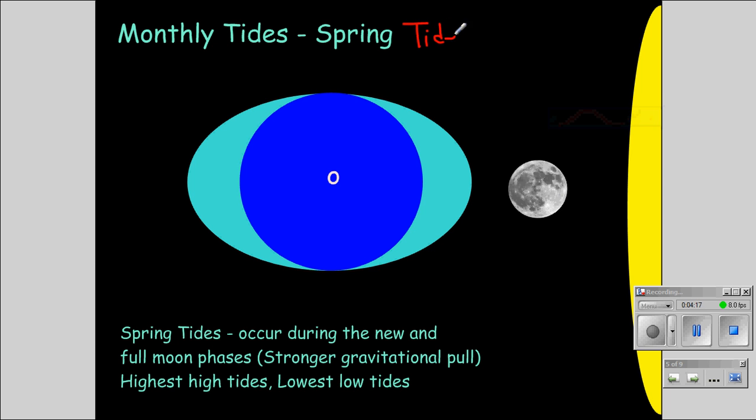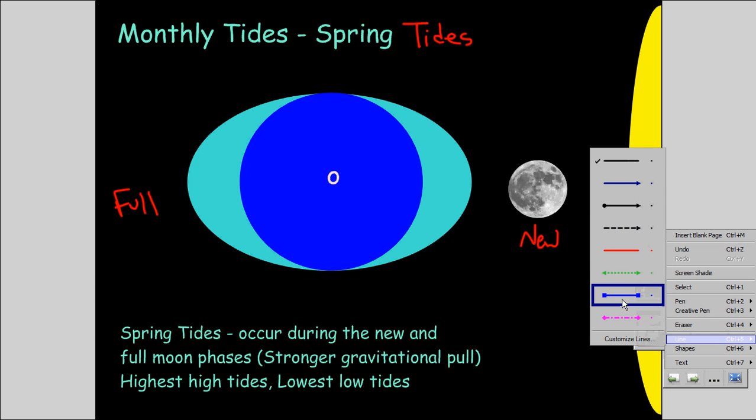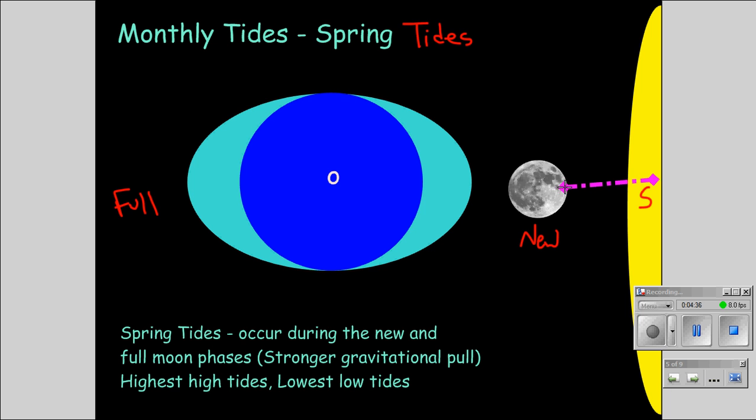The strongest tides are called spring tides, and they occur at the new moon phase, where the moon is in between the Earth and the Sun, and the full moon phase. Now in either case, the moon is making a straight line with the Earth and the Sun. So remember this straight line here. That happens at the full moon phase and over here where the full moon would be, the new moon and the full moon. Now when those three bodies are in a straight line, the gravitational pull is stronger.